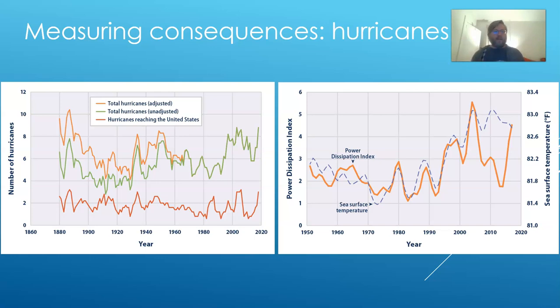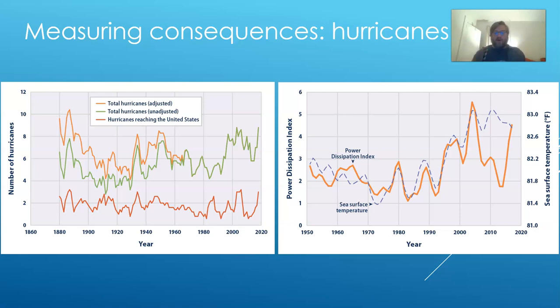So, if we look at that line, we see it's got kind of an upward slope going from the 1880s up to the present day. It kind of seems to be going generally upward. But then you might also notice that there's that orange line there that says total hurricanes adjusted. So why would we adjust the number of hurricanes? Well, it has to do with our ways of gathering data about hurricanes. How do we know when there's a hurricane?